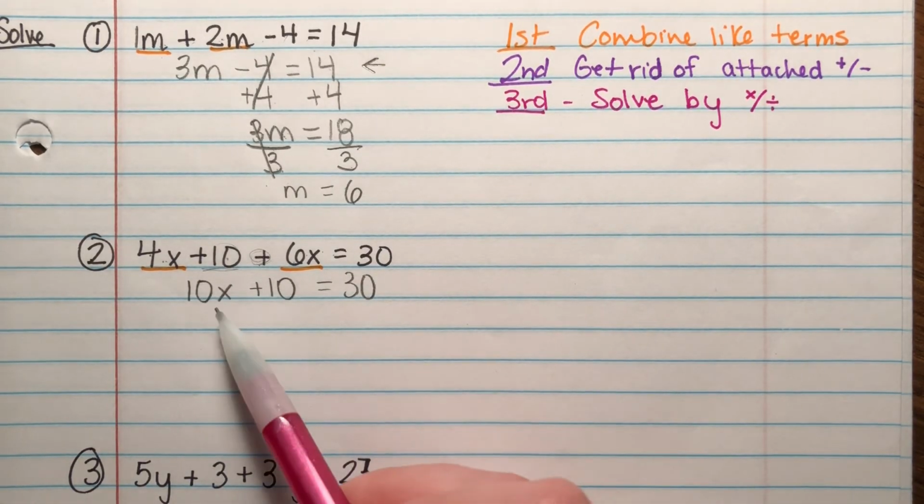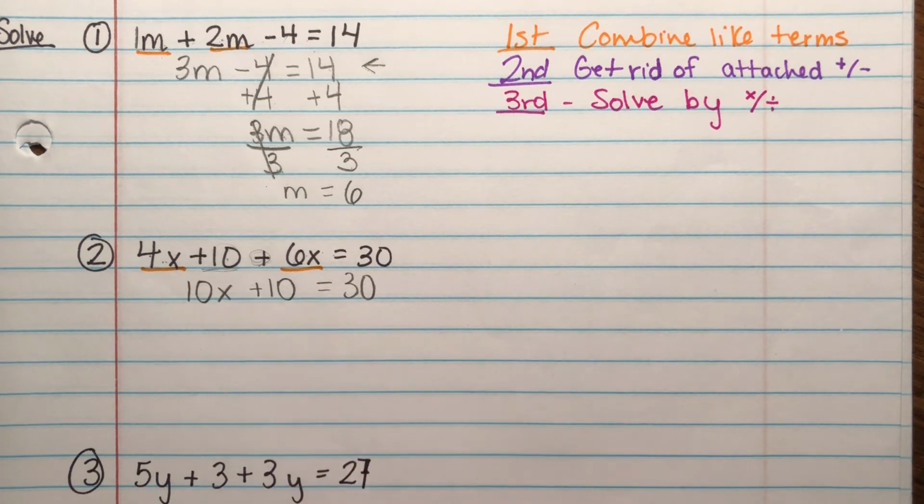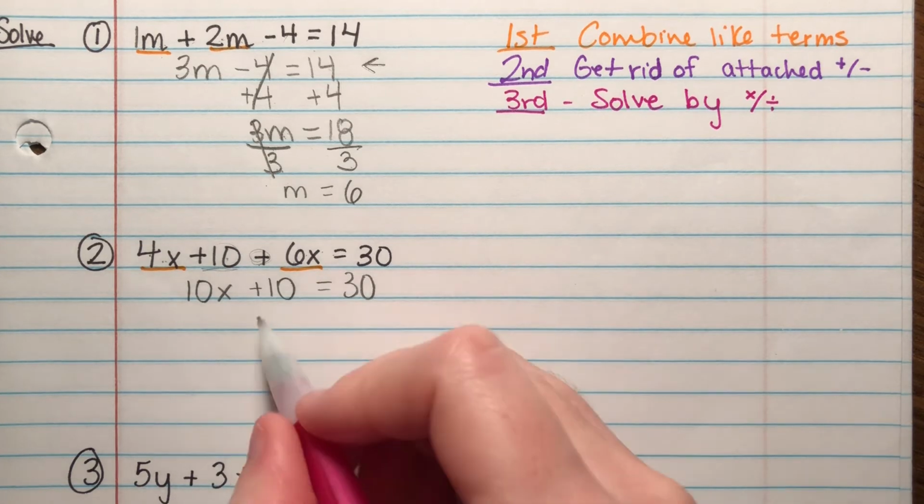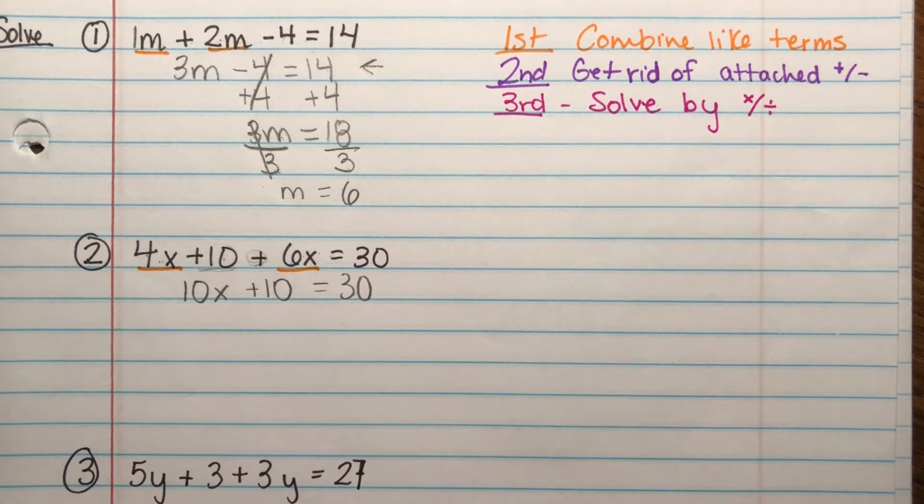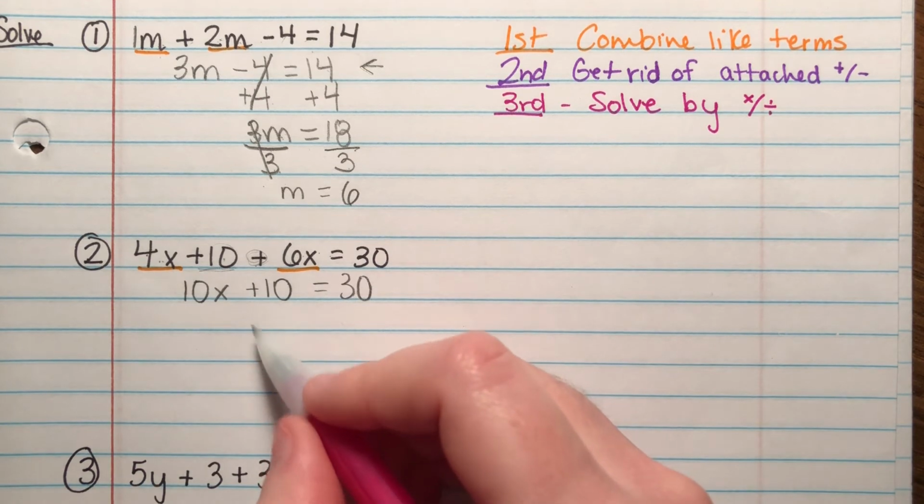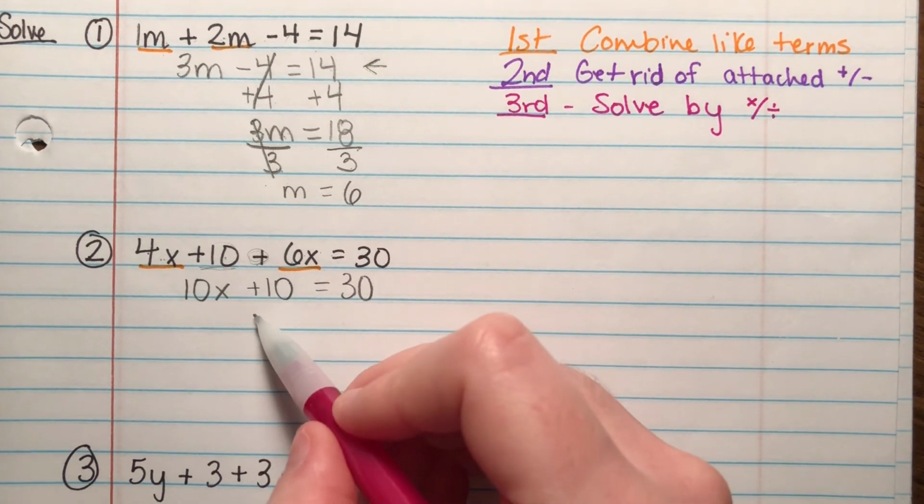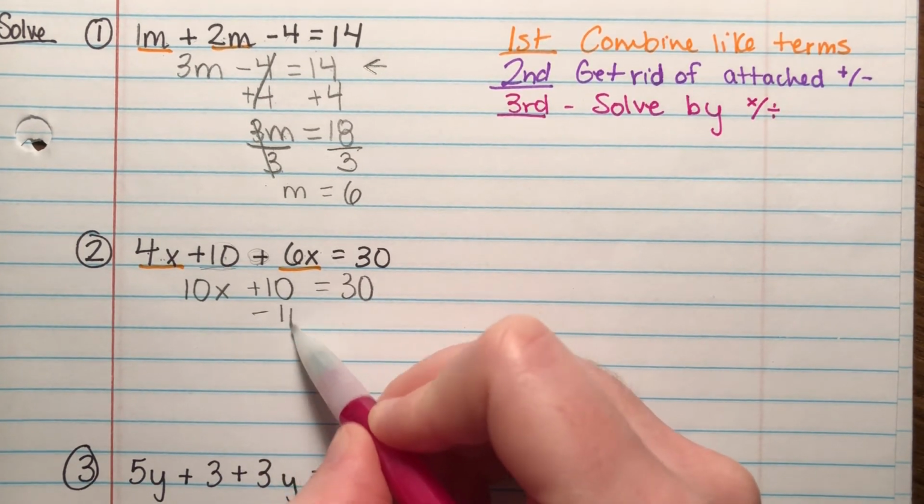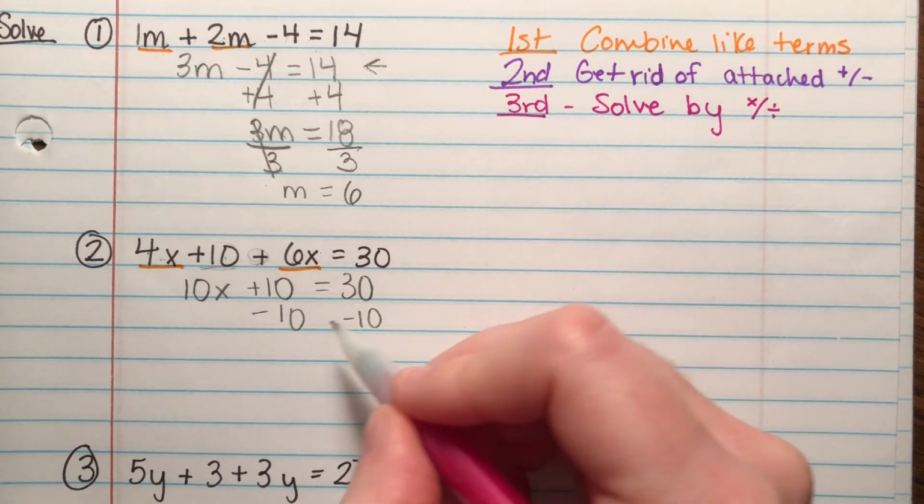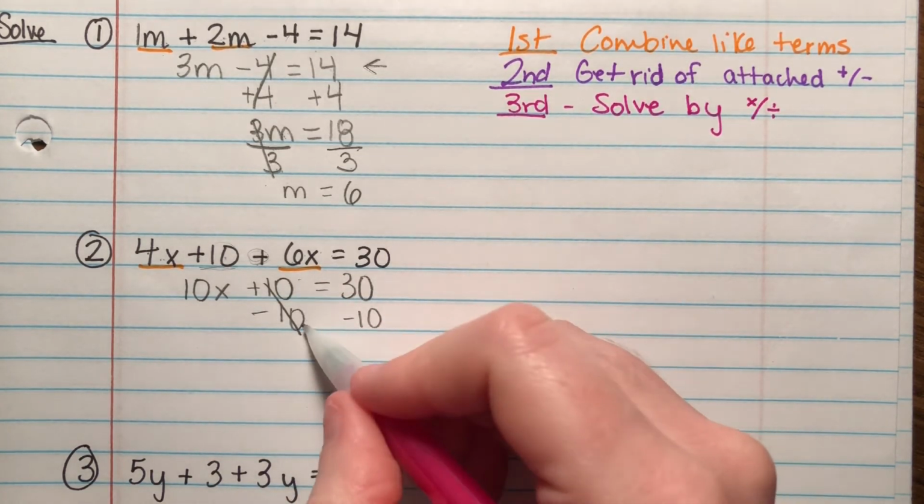So I'm going to get rid of anything attached to the variable by addition or subtraction. So it's almost like doing the opposite of regular order of operations. You're kind of going backwards a little bit. So I'm going to subtract this 10 from both sides. And 10 minus 10 is 0.